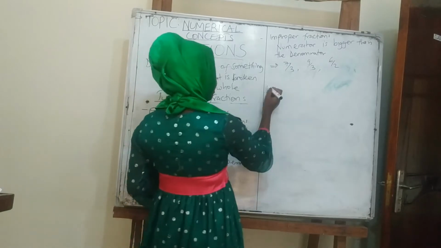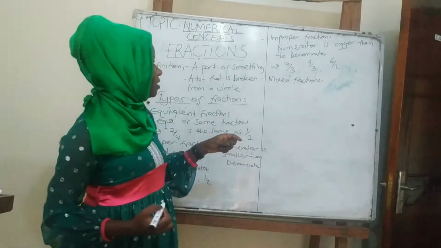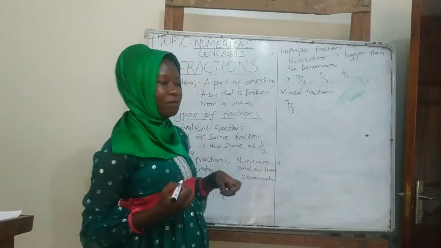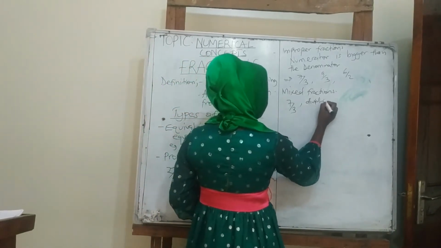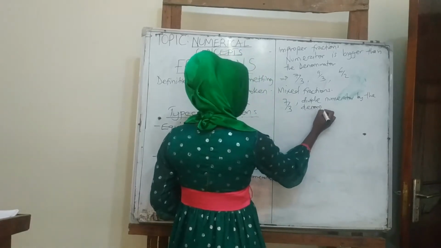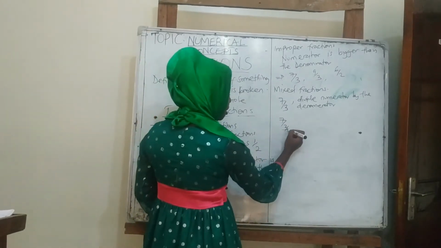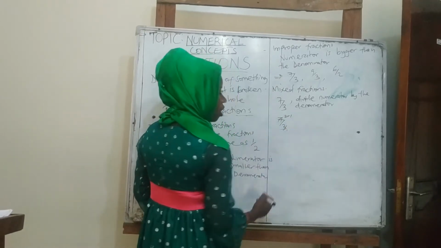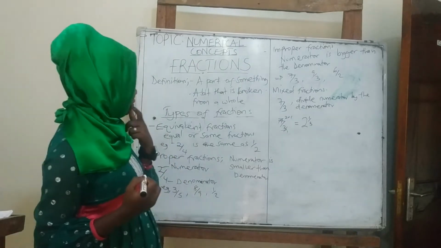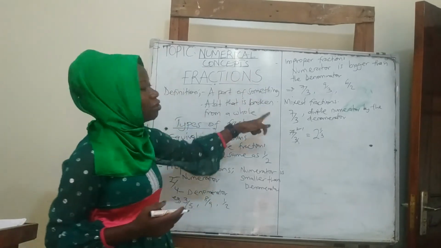We have other types like the mixed fractions. Mixed fractions in most cases are gotten from the improper fraction. If I have, for example, 7/3, to get the mixed fraction, we simply divide the numerator by the denominator. If I have 7 divided by 3, 3 goes in 2 times, remainder 1. My mixed fraction in this case will be 2 whole number, 1/3. So those are the mixed fractions. The types are equivalent fractions, proper fractions, improper fractions, and mixed fractions.